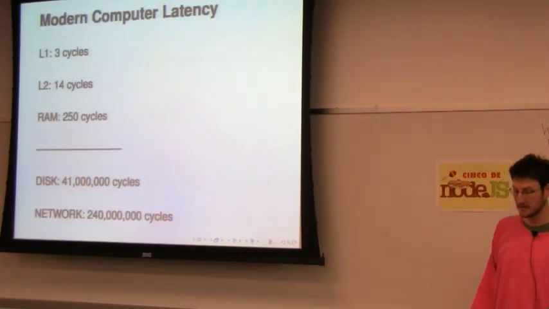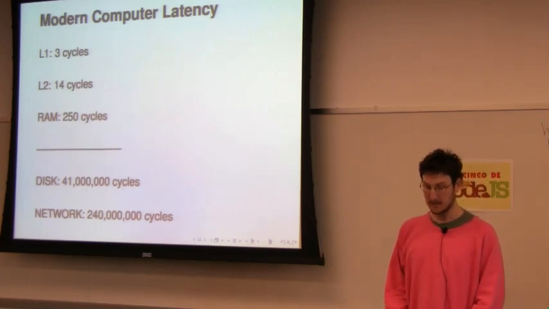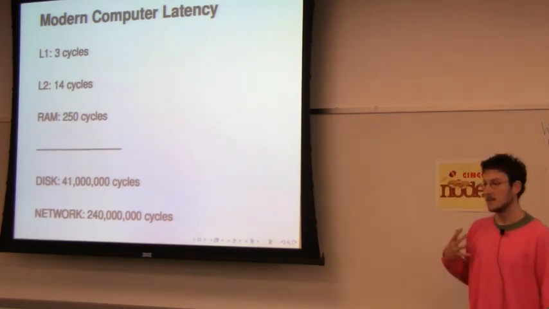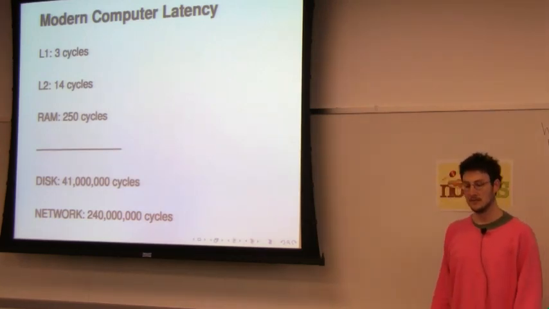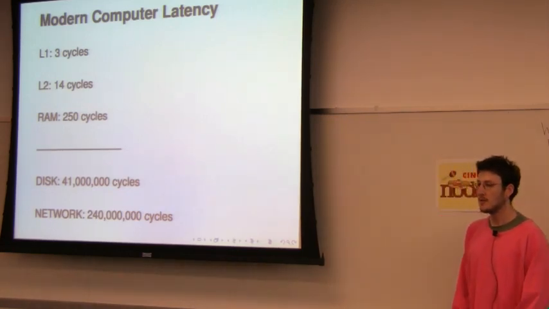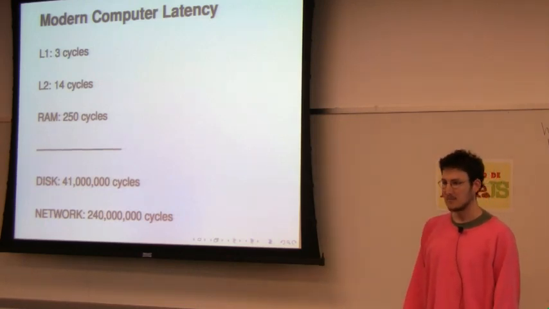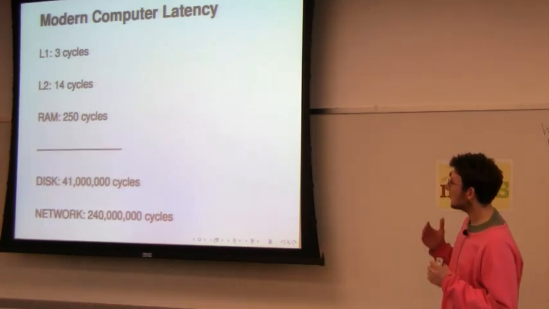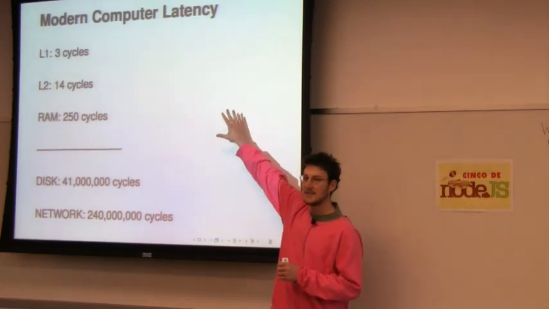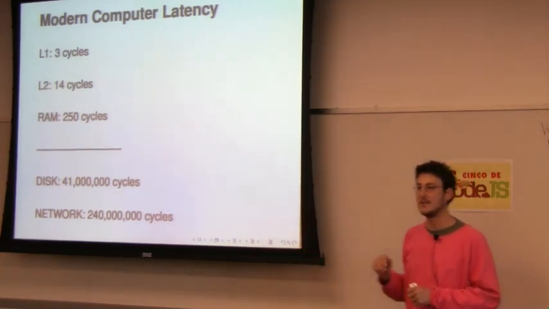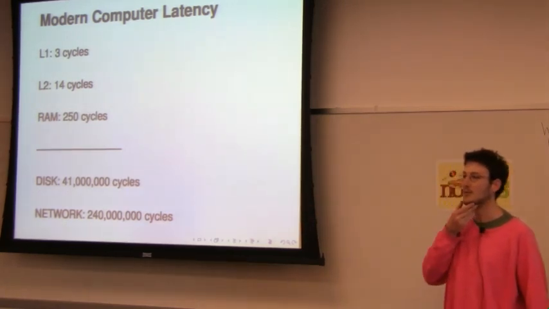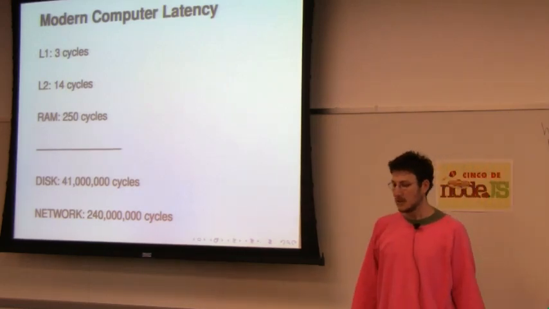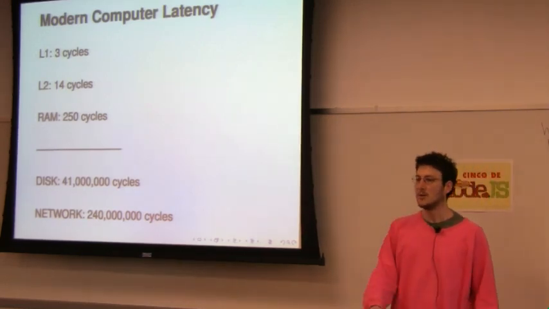So here's some things I pulled off the internet. To access the L1 or L2 cache, it's really fast. It's a couple of cycles. To access RAM, a couple hundred cycles. But to go out to disk or network, it's millions of cycles. We shouldn't be treating accessing these top three things the same way that we treat these bottom two things. They are fundamentally different, right? I heard an analogy where accessing something in your CPU is like working at a desk and opening the drawer and pulling out a piece of paper.